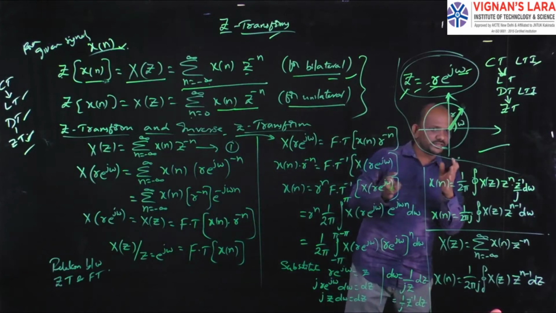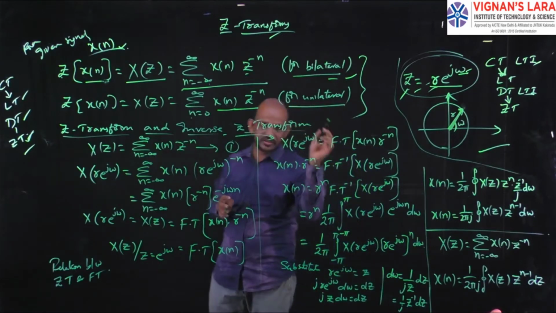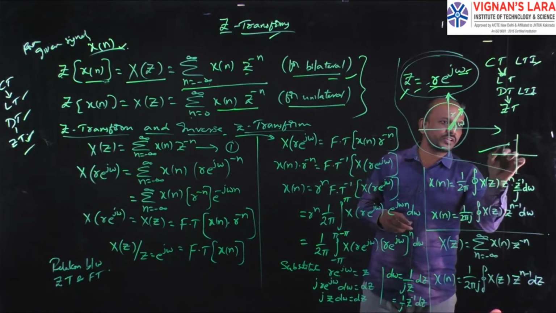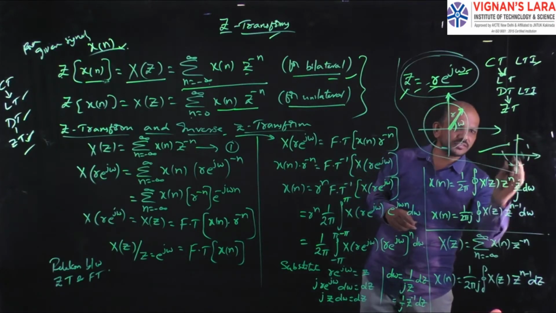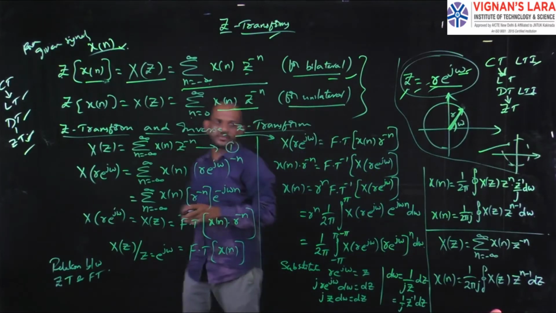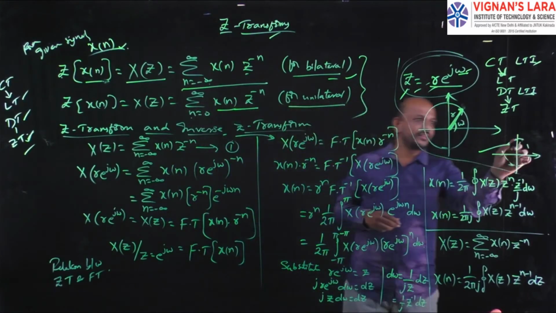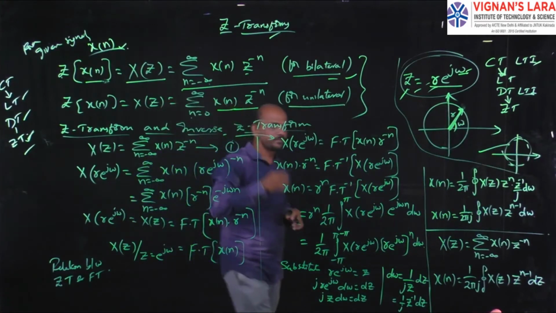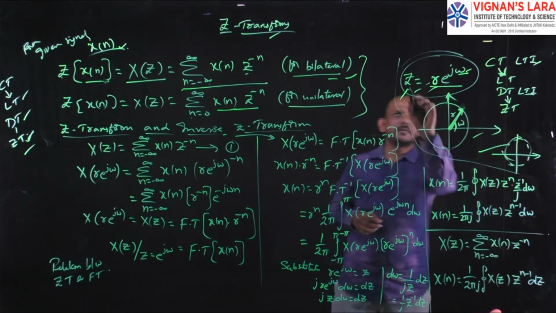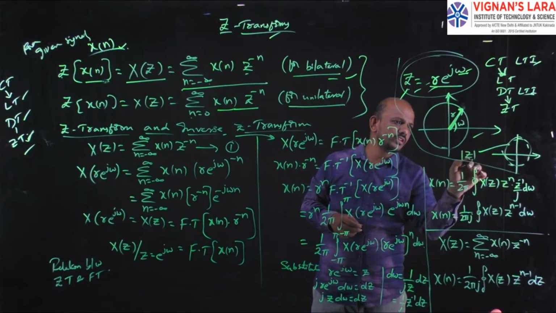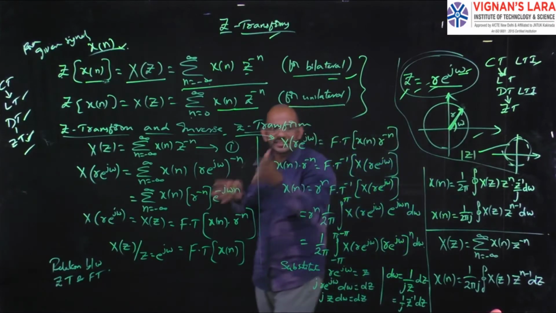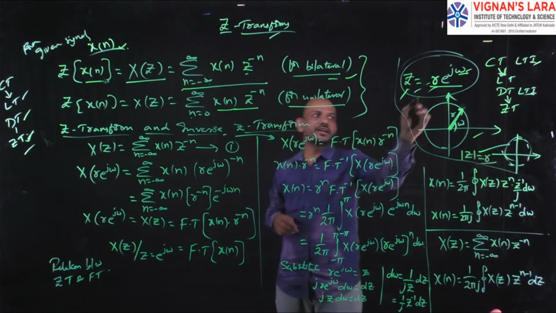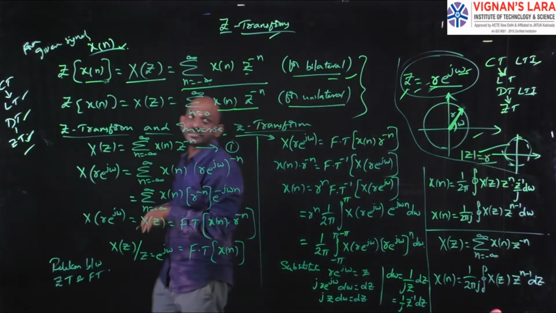So the ROC of the Z transform will involve the unit circle. That is, whenever we have to represent the ROC of the Z transform, first we go for the unit circle. That means in the diagrammatic representation of the Z transform, we have a circle with radius r. If r equals 1, we go for the unit circle. Now the magnitude of z, mod of z, will be equal to r. So r is nothing but mod of z.